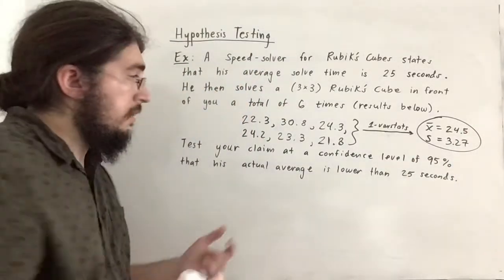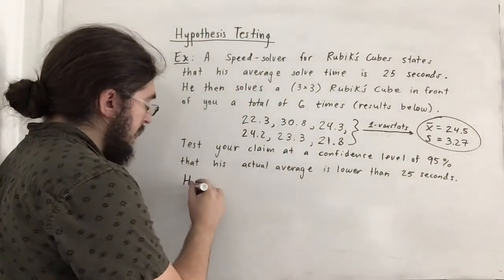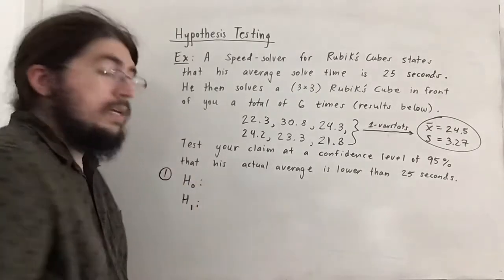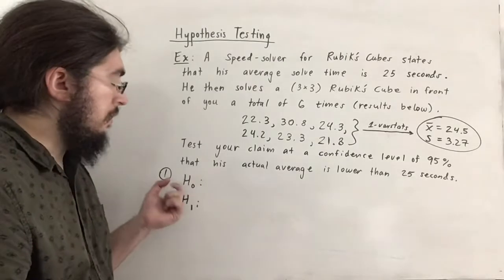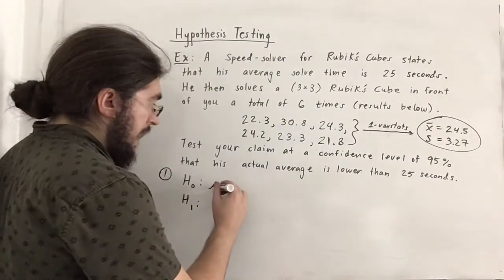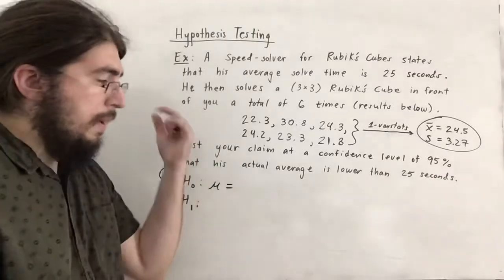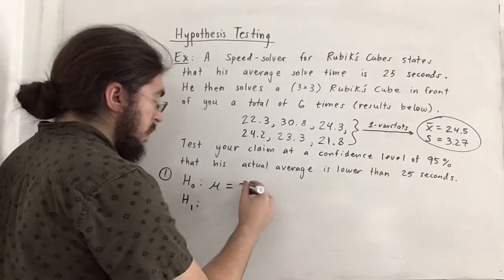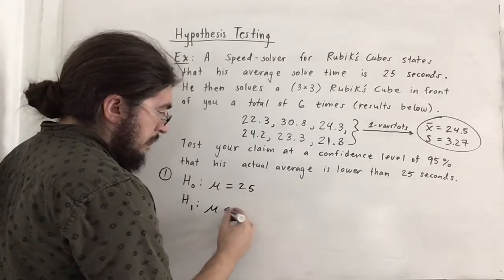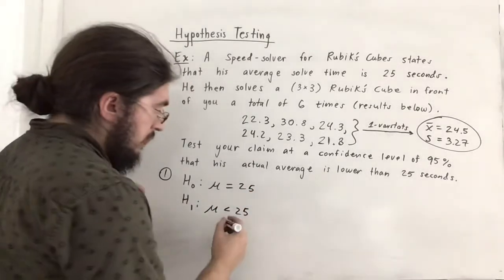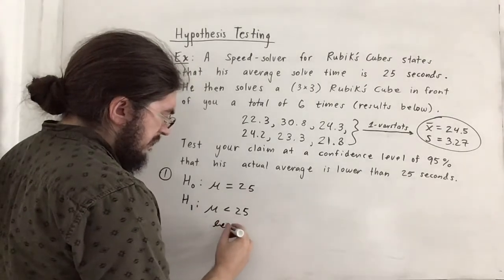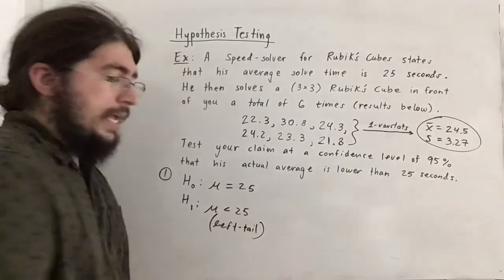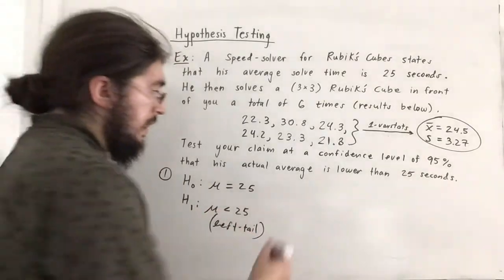Now we need our t test statistic, but more than that, before we begin, our first step here, remember, is to find the hypotheses. Now, the null hypothesis is that the mean of the population of all of my solves, which sounds again a little ridiculous, is 25. The claim is that the mean is actually less than 25. So notice this is a left tail test.